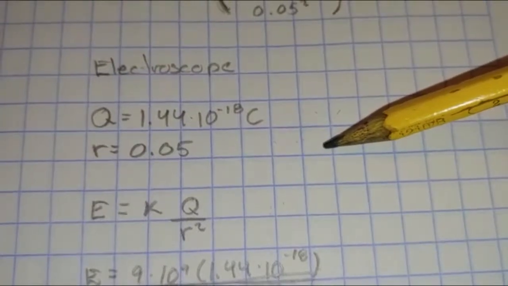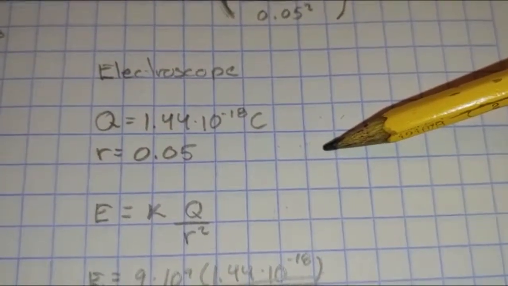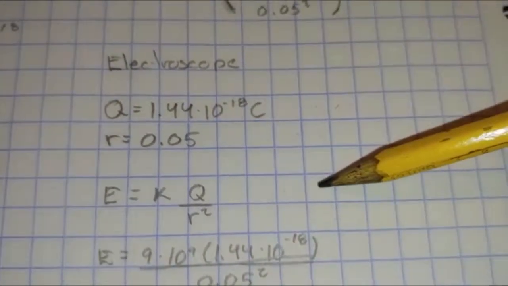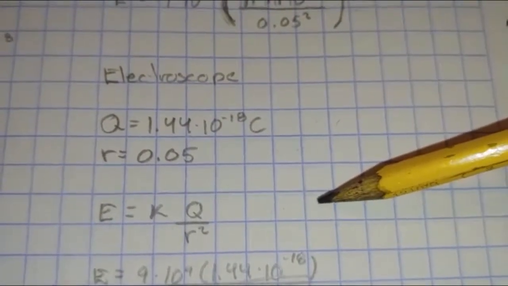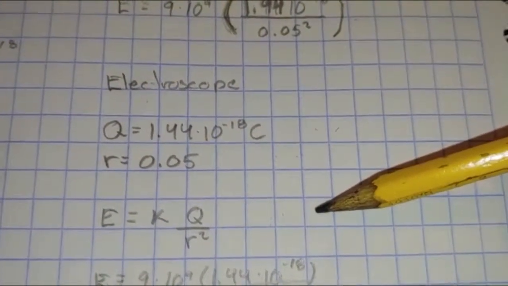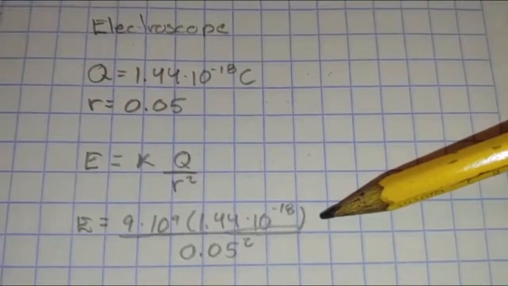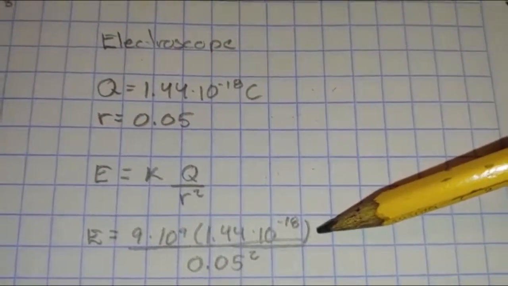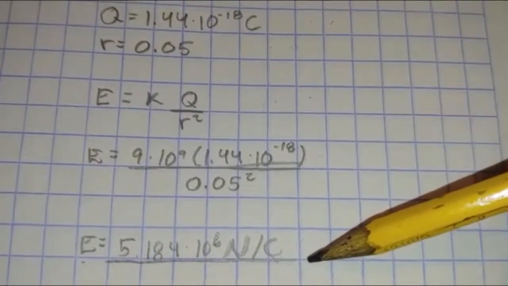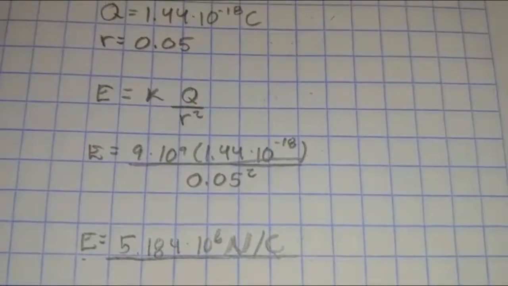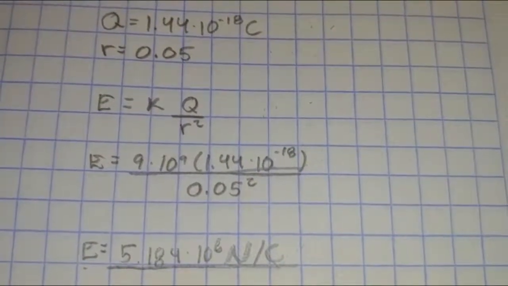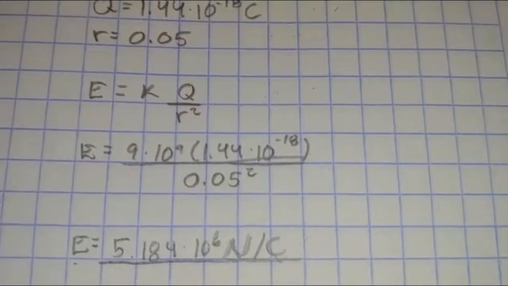And the distance from the battery to the object inside the electroscope. These are the formulas, so we're going to substitute the data in the formula and then we solve. This is the electric field magnitude from the battery to the object inside the electroscope.